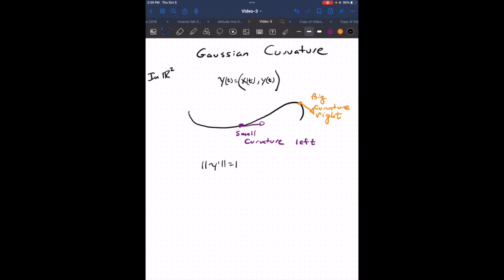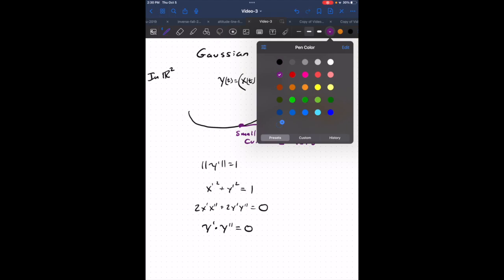And if we parameterize by arc length, that means our tangent vector has length 1, and so we can say, well, this is x prime squared plus y prime squared is equal to 1. And then differentiating both sides, we'll get 2x prime x double prime with the chain rule plus 2y prime y double prime is equal to 0. And what does this tell us? This tells us that gamma prime dot gamma double prime is equal to 0. So our second derivative is going to be perpendicular to our curve or our tangent vector.